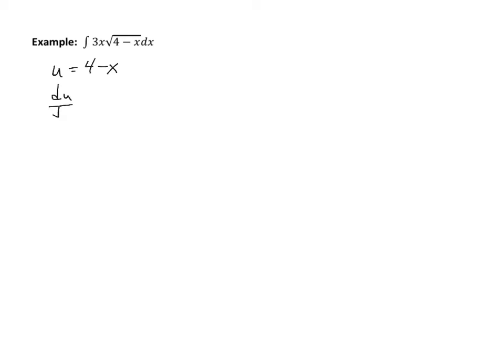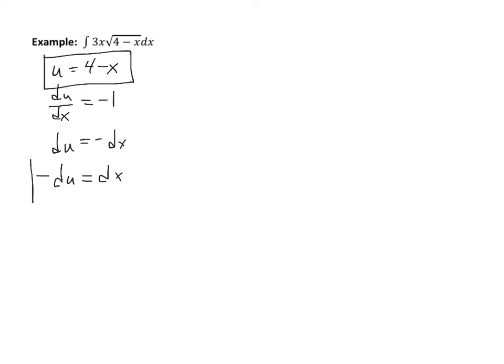That means that du/dx is negative 1. And so when I multiply that dx over, I'll get du is negative dx. I want to actually solve for dx, so I'm just going to move the negative over. dx is negative du. So now that I have something to replace for u, and I have a dx that I can substitute in, I'll come back to my original integral.